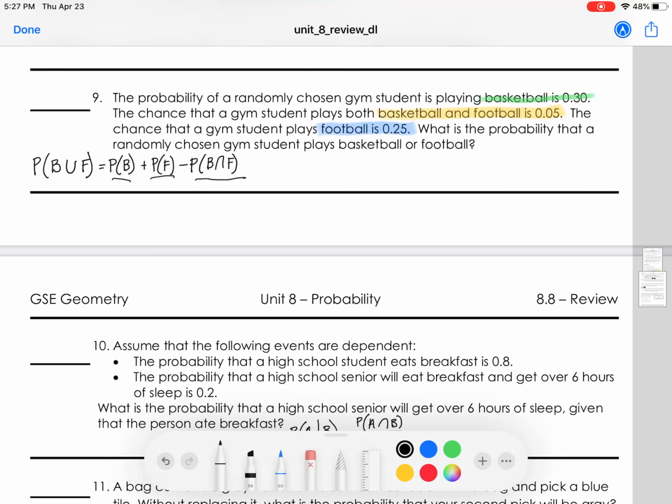So the probability that a randomly selected student plays basketball is 0.3, plus the probability that they play football is 0.25, but I need to subtract the overlap, which is 0.05, and so I end up with 0.5 chance that a randomly selected student plays basketball or football, which you can write as 0.5 or 50% as well, or 1/2 if you would really like.